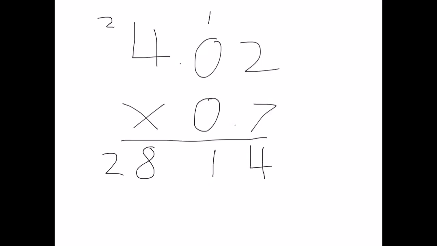So then you have this here because there's 2 decimal places up top, and 1 on the bottom. We will skip 3 spots, making our answer 2.814.